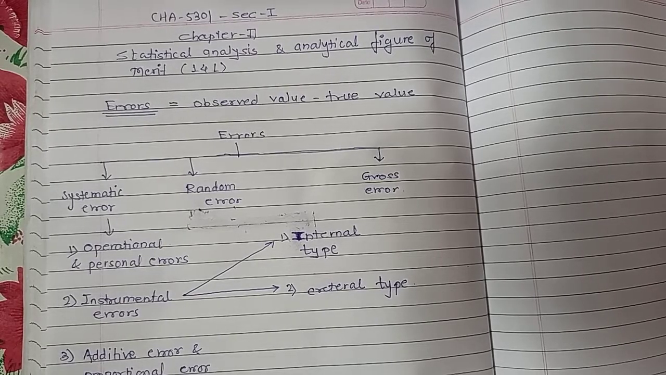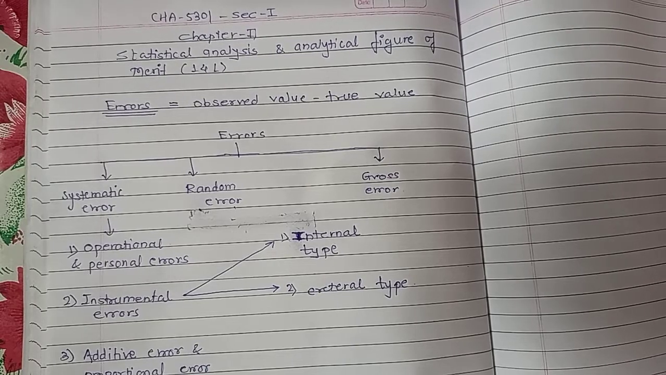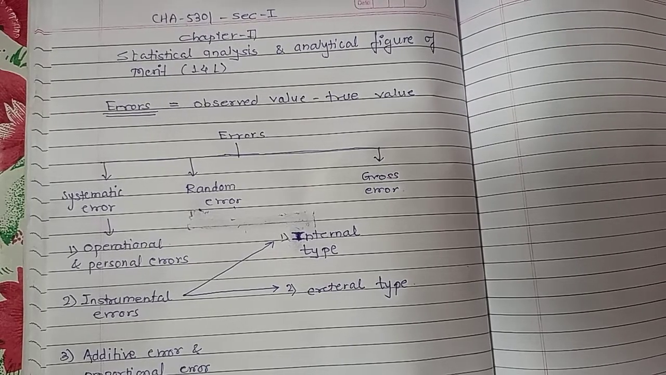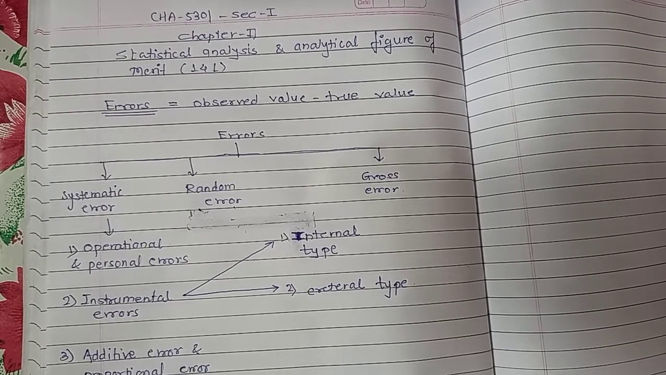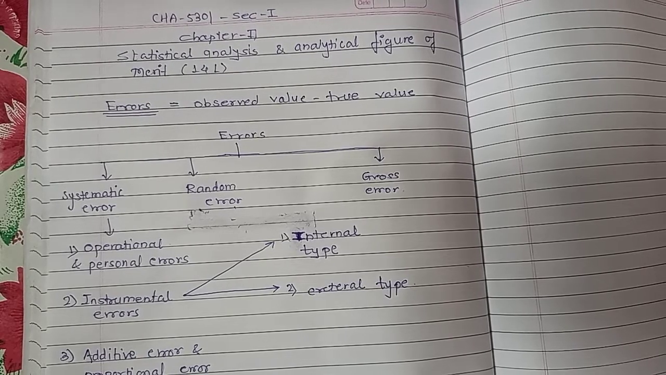And gross error is the error which occurs in a larger or greater quantity, and in this case we have to avoid or reject the whole method or whole experiment.